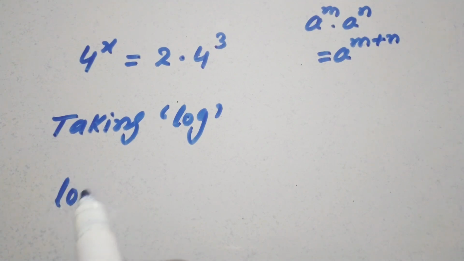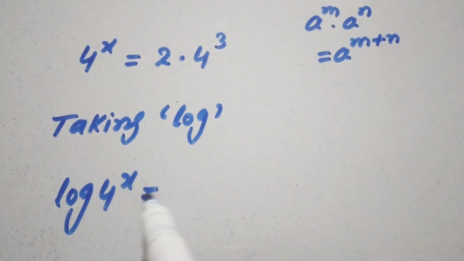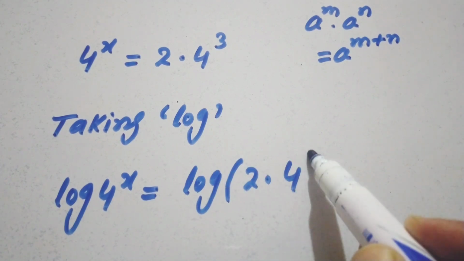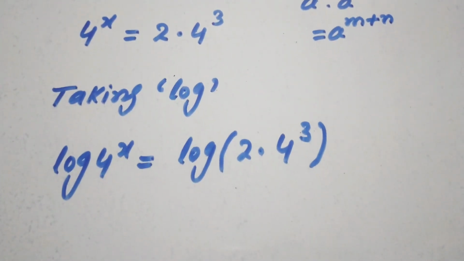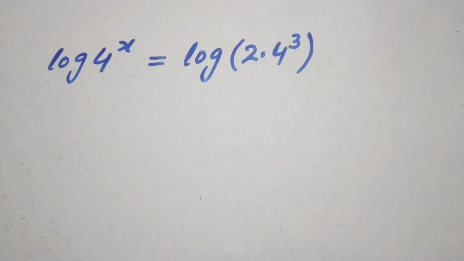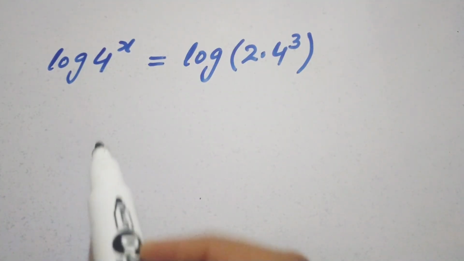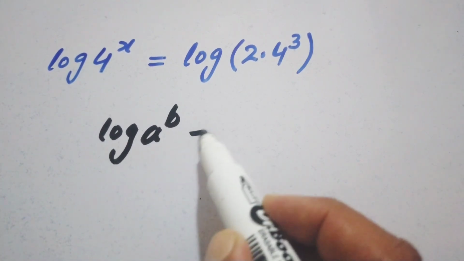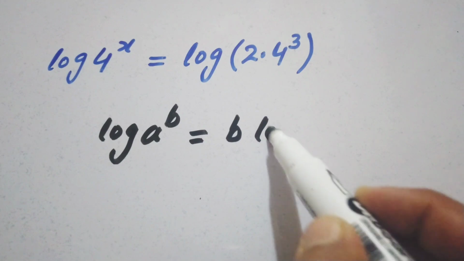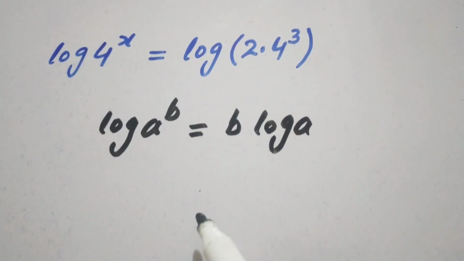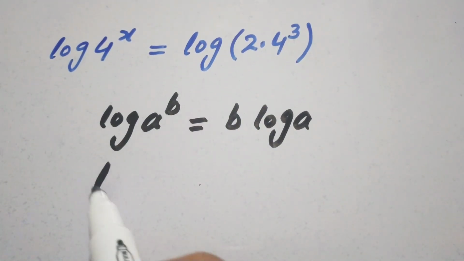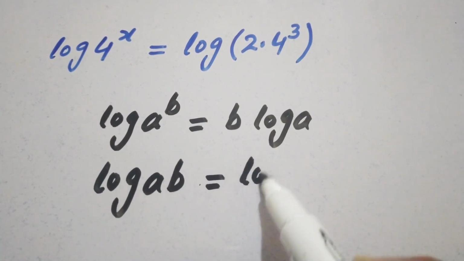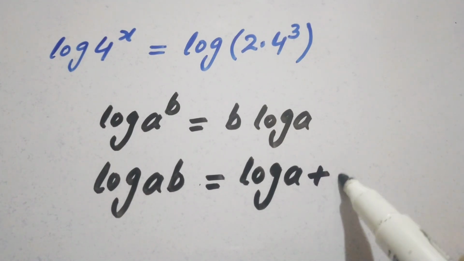This implies log of 4 power x is equal to log of 2 multiplied by 4 cube. Now by using logarithmic properties, if we have log of a to the power b, this is equal to b log of a. Another logarithmic property which we will use here: log of a multiplied by b is equal to log of a plus log of b.